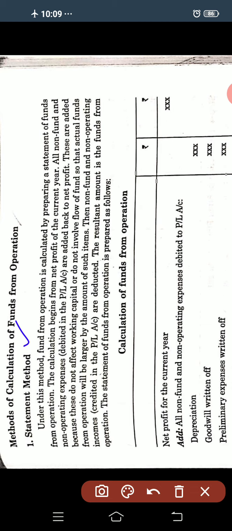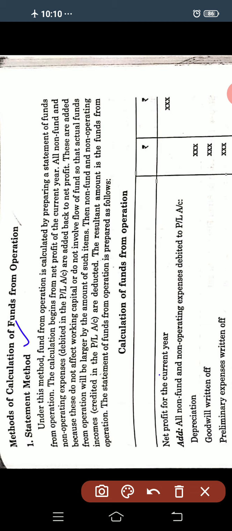So first we have to record the net profit. Then all those items that are debited in the profit and loss account should be added to that net profit of the current year. These are added because these do not affect the working capital or do not involve flow of funds, so the actual funds from operation will be larger by the amount of such items. That's why we will add these items, because they will not affect the working capital.